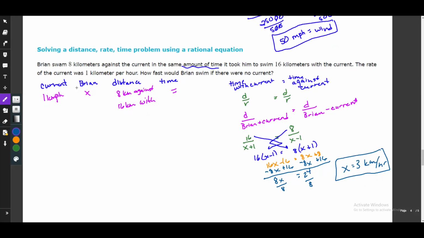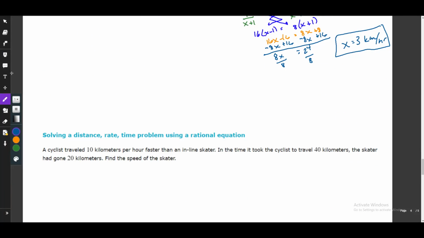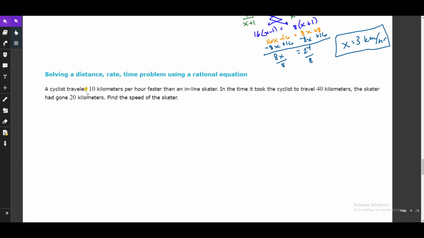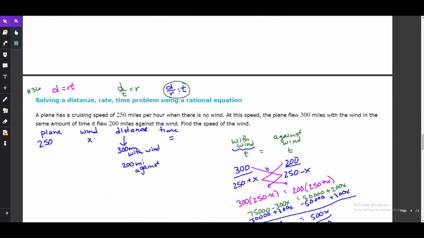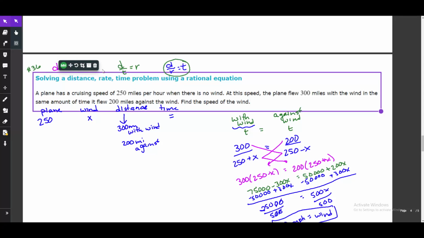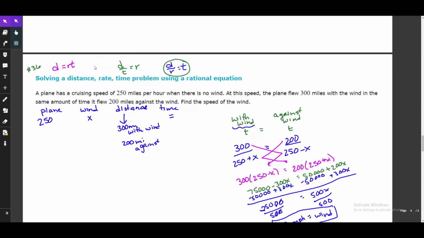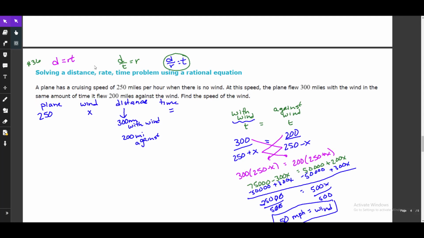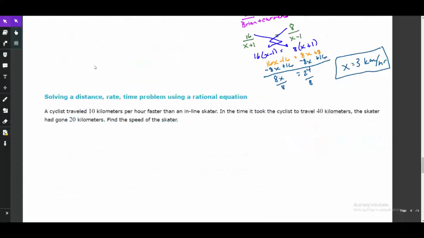All right, I think I have one more that we can do. Yep, so we'll look at this last one. All right, still the same formulas that we have from the very beginning. We have distance equals rate times time, distance over time equals rate, and distance divided by rate equals time. So reading the question, a cyclist travels 10 kilometers per hour faster than an inline skater. In the time it took the cyclist to travel 40 kilometers, the skater has gone 20 kilometers. Find the speed of the skater.